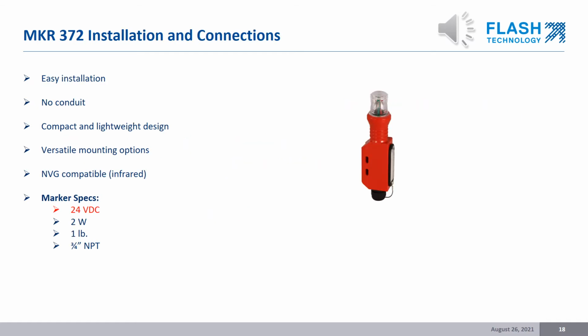372 marker installation. These are set up for easy installation by not requiring conduit runs. They have a compact, lightweight design with versatile mounting options. Each marker has IR, which makes them compatible for the use of NVGs. Each marker weighs right at 1 pound and is 24 volts DC.